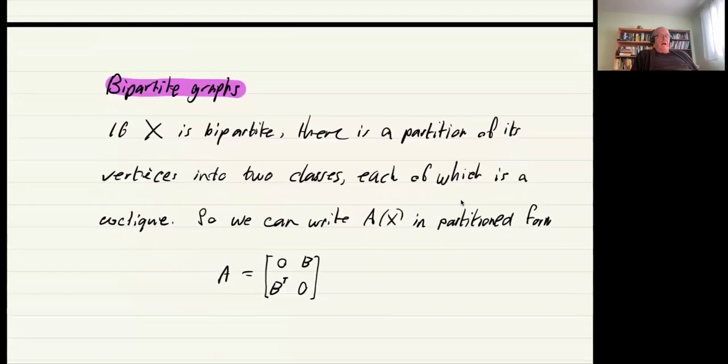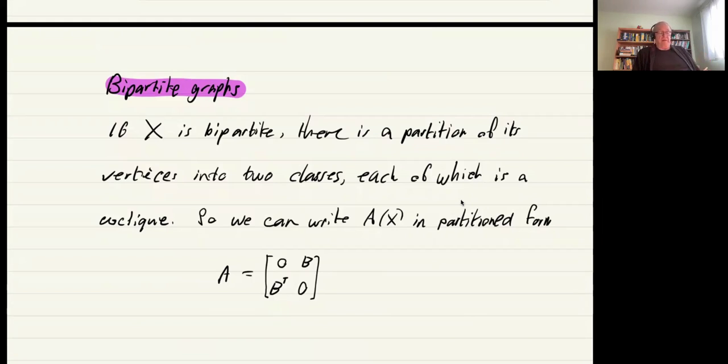Okay, so I need to talk a bit about bipartite graphs. This is standard graph theory, but you may not have all seen it, and it won't hurt to review it. Well, for example, we've done the complete graphs. At some point, someone's going to say, what about the complete bipartite graphs? So let's talk about bipartite graphs for a bit.